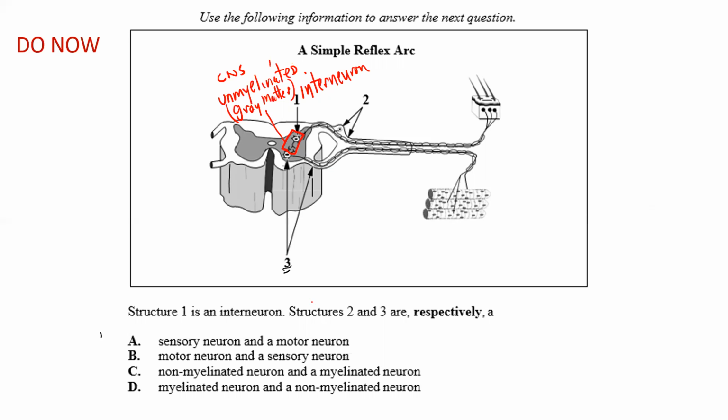Well, then what is structure 2 and 3? Now there's two hints here. Structure 2 has a cell body on the outside. We learned that that would make that a sensory neuron. A lot of students aren't going to get that, but they can look at this. Oh, those are hairs, aren't they? And they would have a sensory receptor. So this would have to be a sensory neuron. And this over here is an effector, a muscle. So this here would have to be a motor neuron.